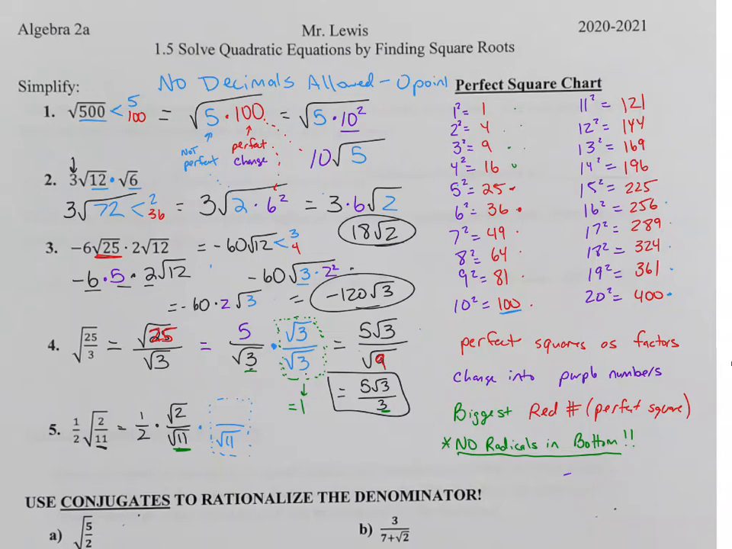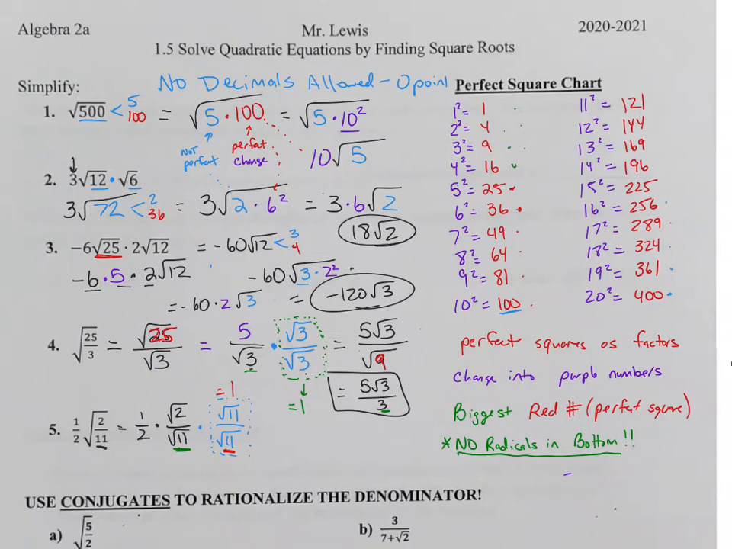Now, to make sure I'm not breaking any rules, my box always has to equal 1. So I always start with the bottom, and then I make the top match. So the top and bottom are the same. That means it equals 1. If it equals 1, I'm not changing any rules, so we're good to go.